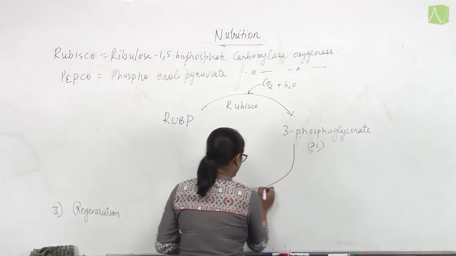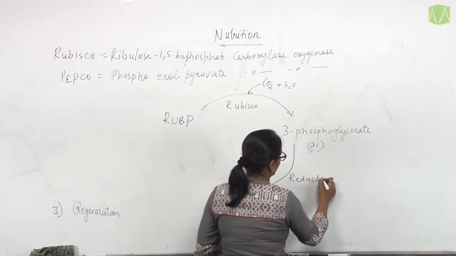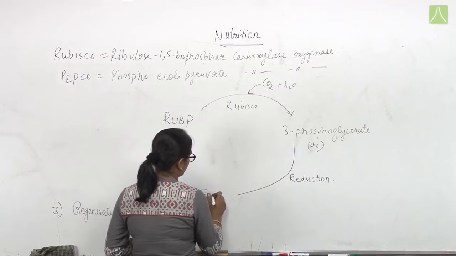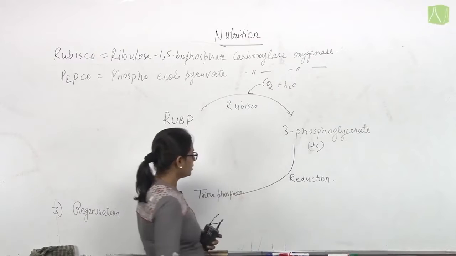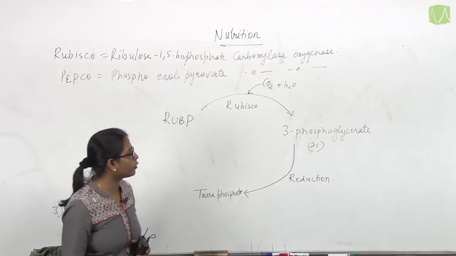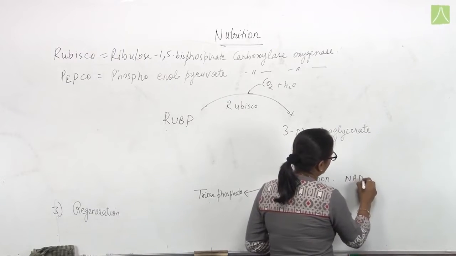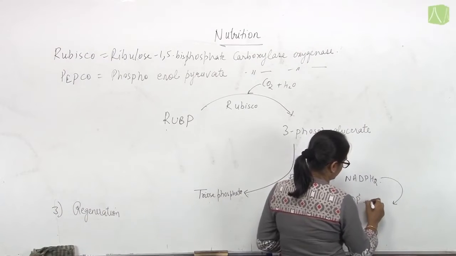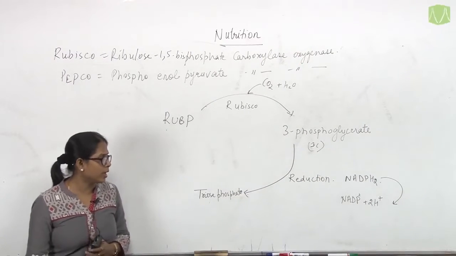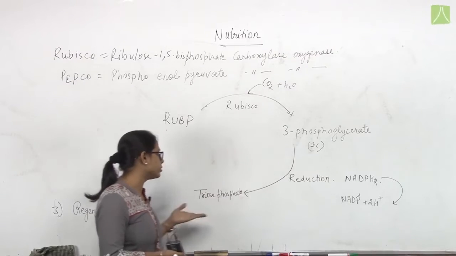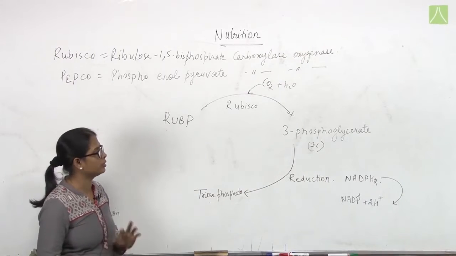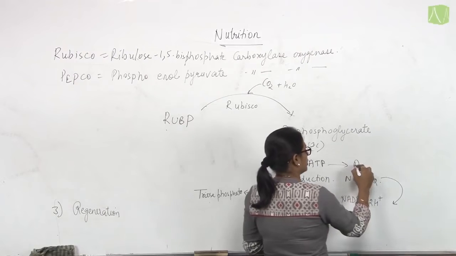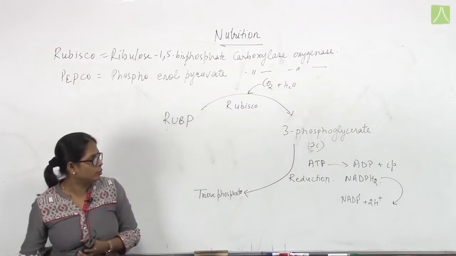Now it will undergo the reduction process, where this 3 phosphoglycerate compound is reduced into triose phosphate. This triose phosphate compound is formed after reduction from 3 phosphoglycerate, because in this reduction process NADPH2 is being utilized. Fine. So here this NADPH2 is a reducing agent which reduces this 3 phosphoglycerate into triose phosphate, and energy is also utilized in this step, that is ATP, adenosine triphosphate, which breaks up into ADP and inorganic phosphate.